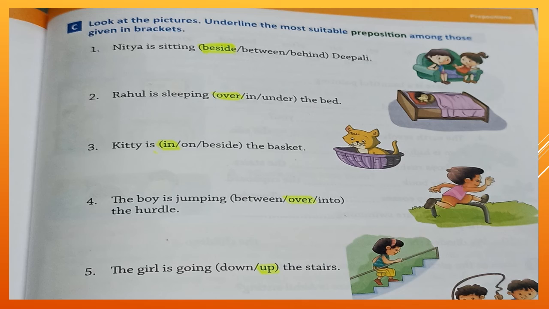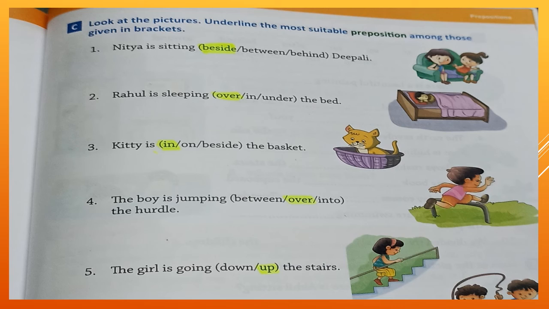Now let's go for the fourth one, the boy is jumping dash the hurdle. What should be there? Between, over or into? Yes, there should be over because the boy is jumping over the hurdle. वो hurdle के ऊपर से jump मार रहा है, तो फिर there should be over.